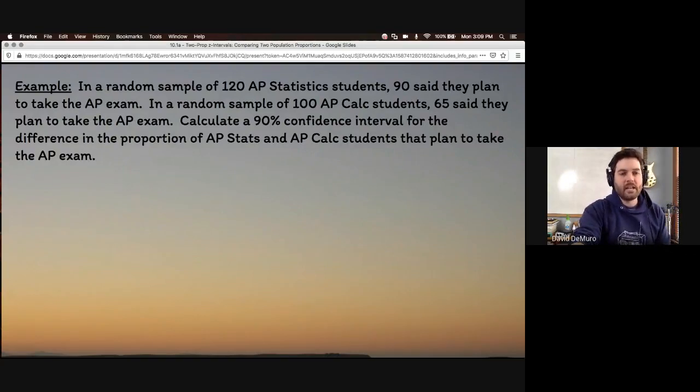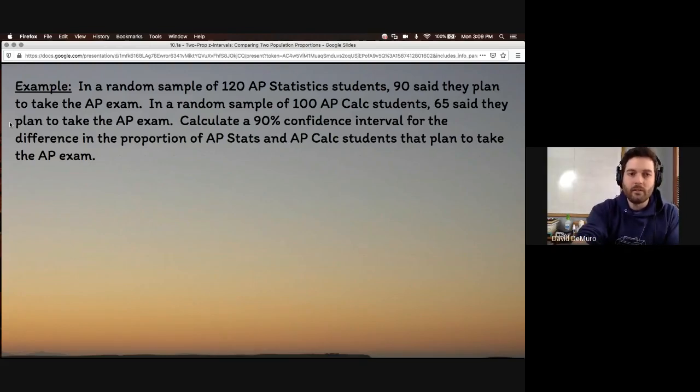Now let's take a look at taking this example and going through the whole process of calculating a confidence interval. So same example: in a random sample of 120 AP Stat students, 90 said they plan to take the AP exam. And in a different random sample of 100 AP Calc students, 65 said they plan to take the exam. We're going to calculate and interpret a 90% confidence interval for the difference in the proportion of stats and calc students who plan to take their AP exam.